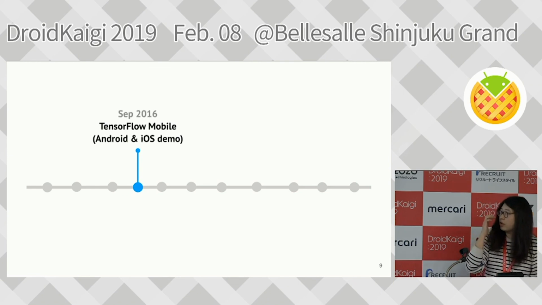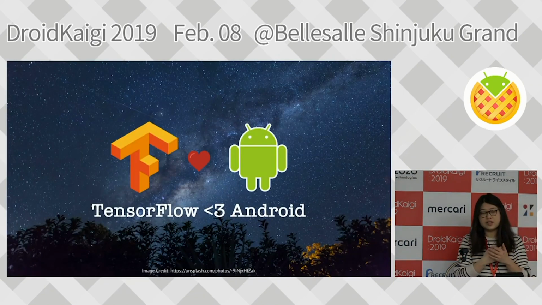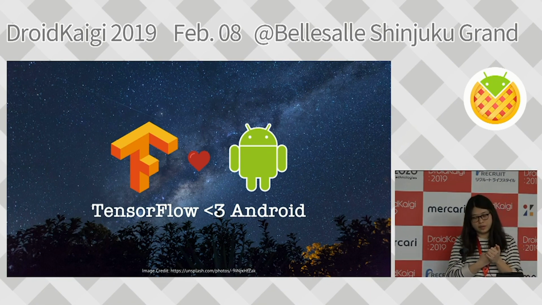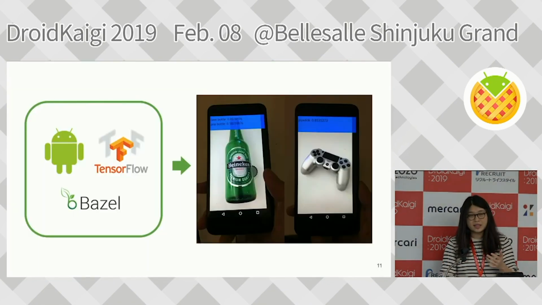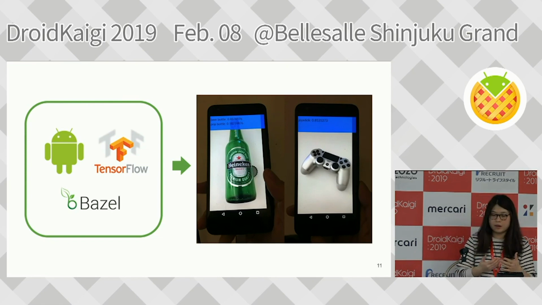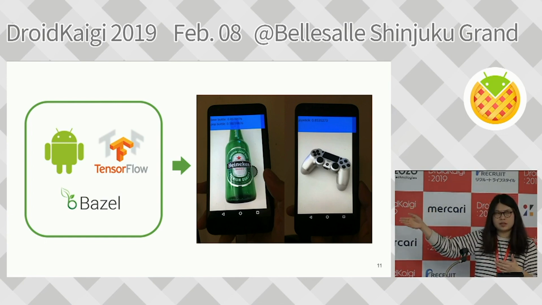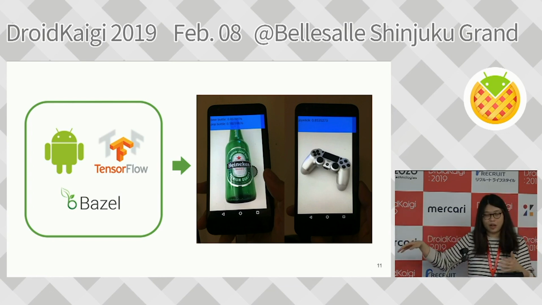At the end of 2016, the TensorFlow team released an Android demo. At the time, we were very excited, my coworkers and I. We said, hey, let's try it out and see what it gives. The demo had to be compiled with Bazel. I don't know if you all know Bazel. Bazel is a build system made by Google. That night we spent maybe 20 minutes compiling the demo, and it instantly recognized the beer bottle and the joysticks hanging around in our office.